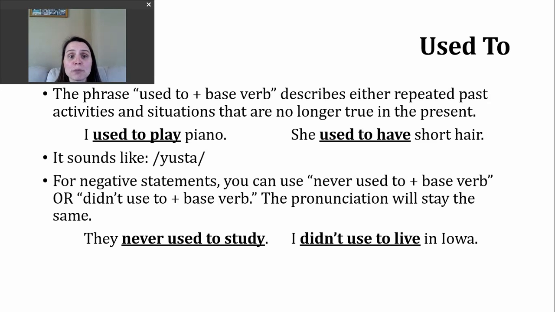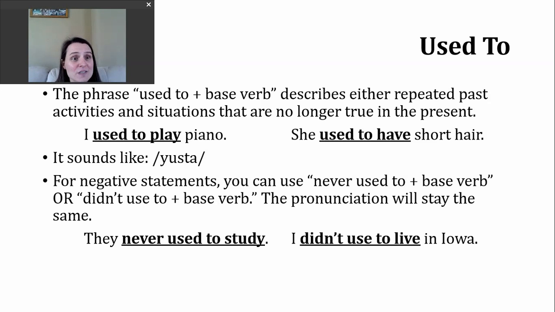I used to play piano. She used to have short hair. So the first sentence is describing a past activity. And the second sentence is describing a situation that is no longer true. And it's very common to hear native speakers pronounce this phrase as "used to." Used to. I used to play piano. She used to have short hair.